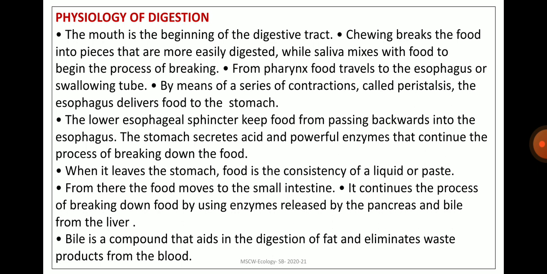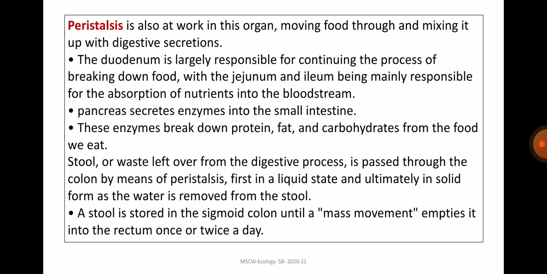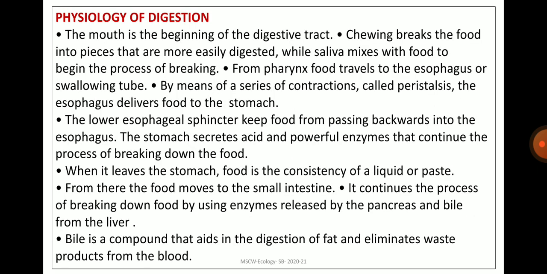The stomach secretes acid and powerful enzymes that continue the process of breaking down the food. When it leaves the stomach, food is in the consistency of a liquid or paste. From there, the food moves to the small intestine in the form of chyme, C-H-Y-M-E. It continues the process of breaking down food by using enzymes released by the pancreas and bile from the liver. Bile is a compound that aids in the digestion of fat. Already we have discussed it, and it eliminates waste products from the blood itself.